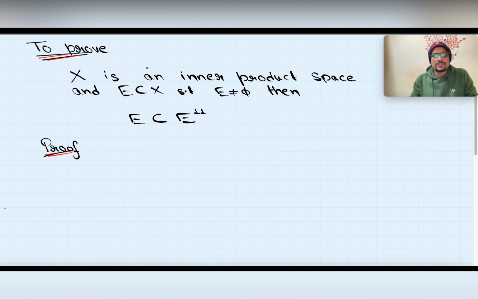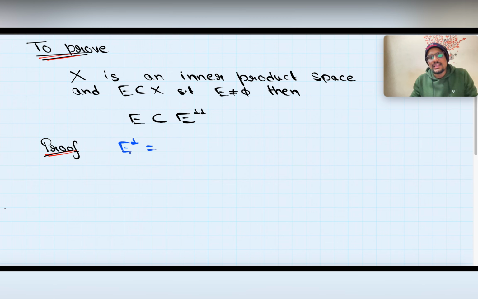Today we will discuss the proof of this result. What this result says is that if X is an inner product space and E is any non-empty subset of X, then E is contained inside E⊥⊥. Now what does E⊥⊥ mean? Before that, we will discuss how E⊥ is defined.